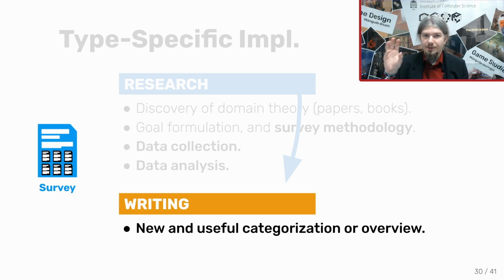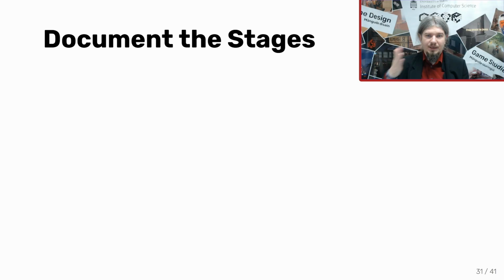So you're finding the survey objects, you're collecting the data, you're cleaning the data, you're analyzing the data, and based on the data, you can create a new useful categorization, or provide some useful insights, or explore the landscape of these objects in a useful way. Now, when you're working on your thesis, there are different stages.